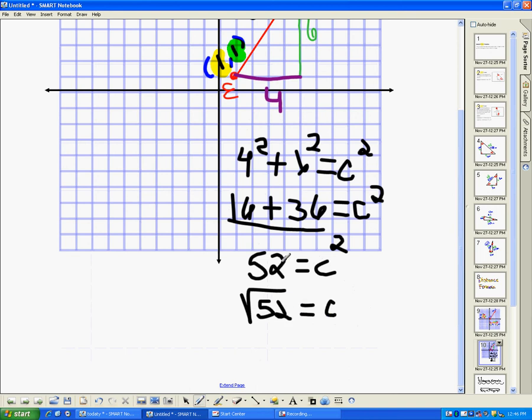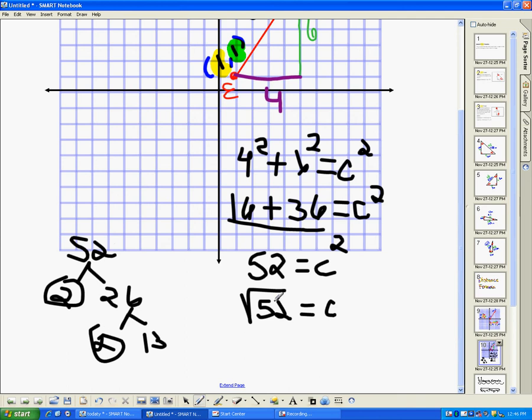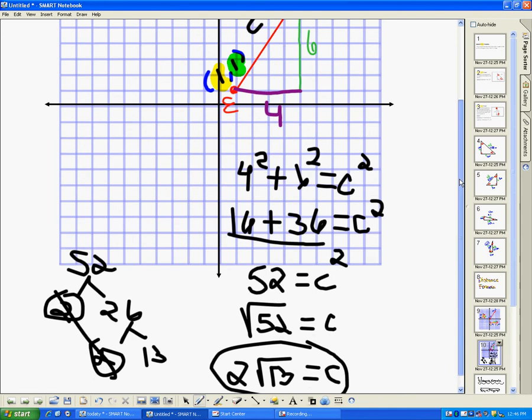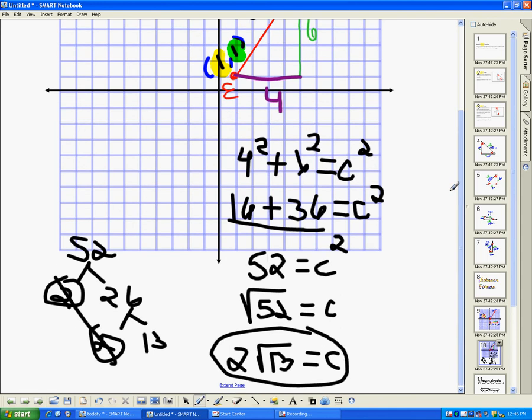Now, I would like for you to give your answer, unless I say otherwise, as a simplified radical. So remember, we simplify radicals. We say, well, 52, we find the prime factorization. That's equal to 2 times 26. And 26 is equal to 2 times 13. So that means that the square root of 52 is 2 square root of 13, and that's equal to C. Remember, we pull out our married couples, and we're left with 2 on the outside. So 2 square root of 13 is the distance of C. That's the exact answer, and you would not have been able to estimate something like that, okay?